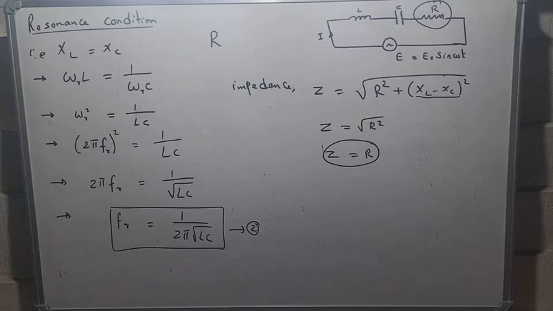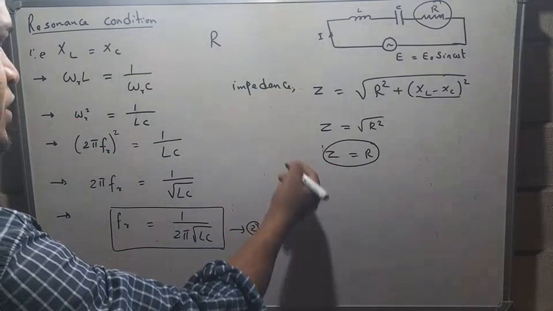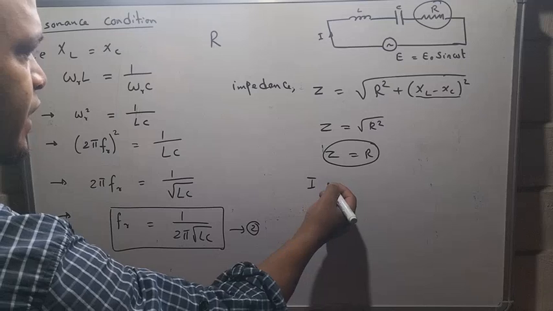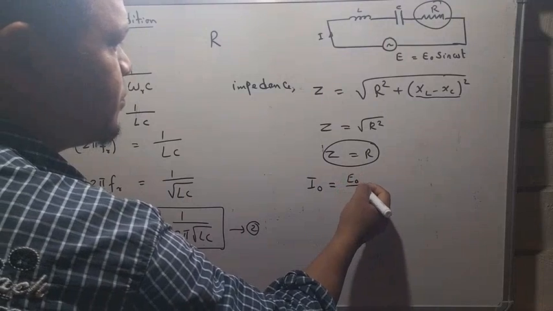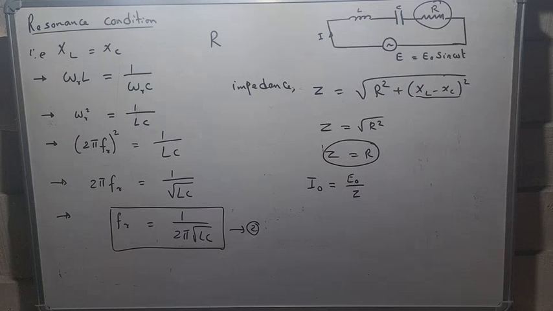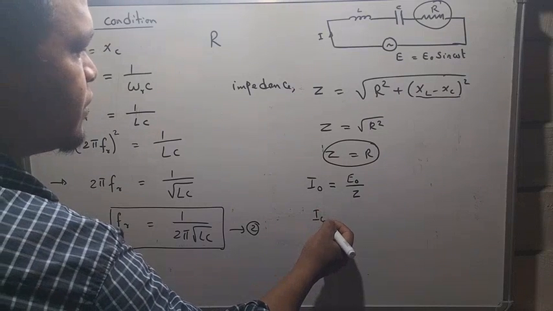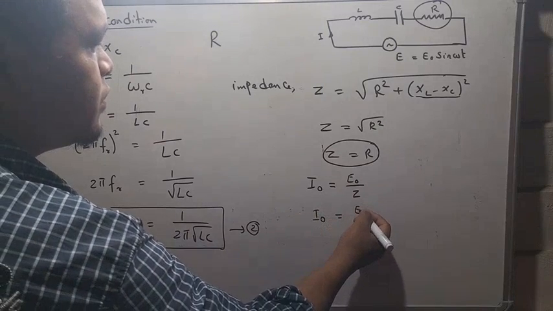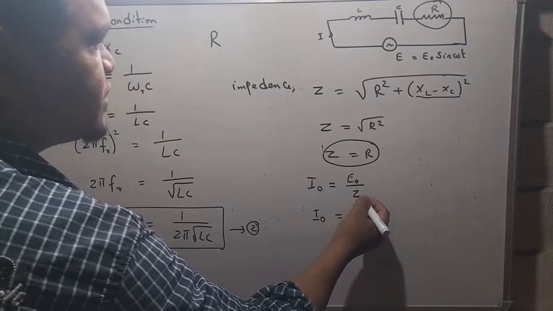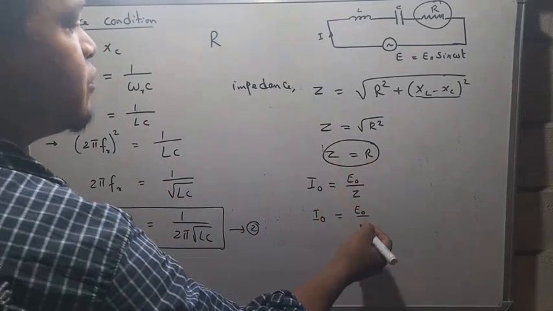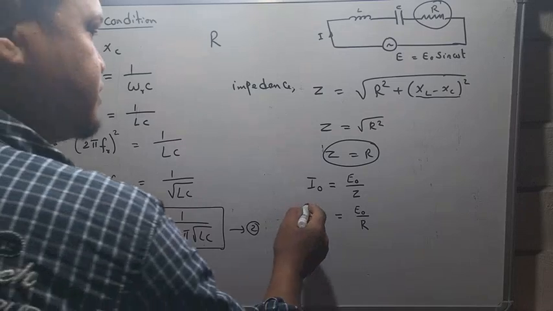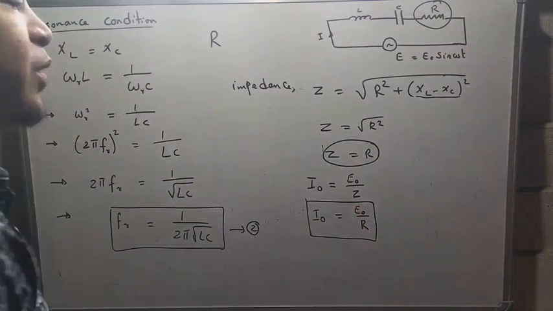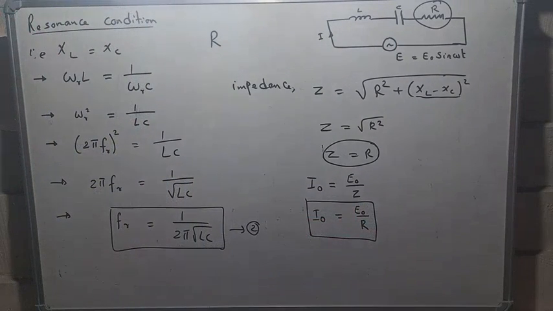Now what is the expression for the maximum current in this case? We know at resonance condition, the maximum current I naught is equal to E naught upon Z. What is Z for the resonance condition? Z is equal to R. So I naught is equal to E naught upon R. This is the expression for the maximum current when resonance condition occurs in the circuit.